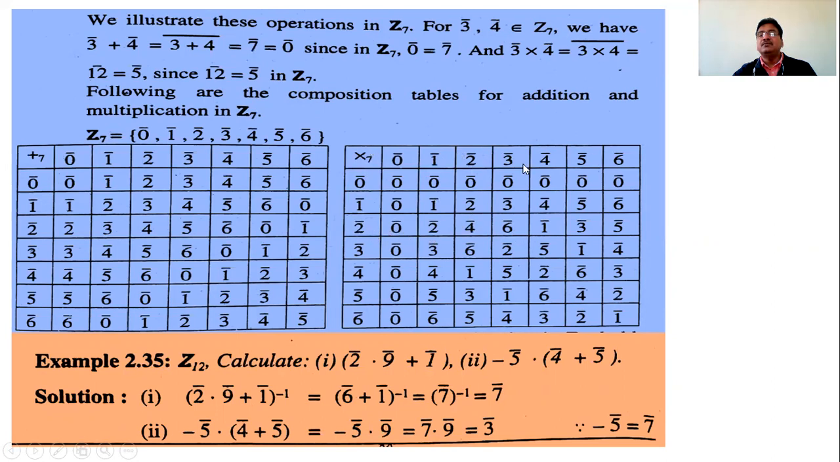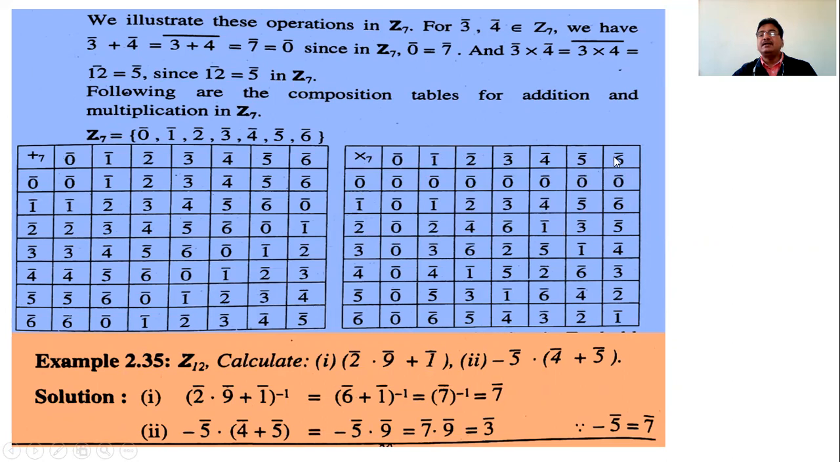2 bar into 3 bar is 6 bar, 2 bar into 4 bar is what? It is 8 bar, and 8 bar is 1 bar in Z7. Then 2 bar into 5 bar is 10 bar. What is 10 in Z7? It is 3 bar. 2 bar into 6 bar is what?